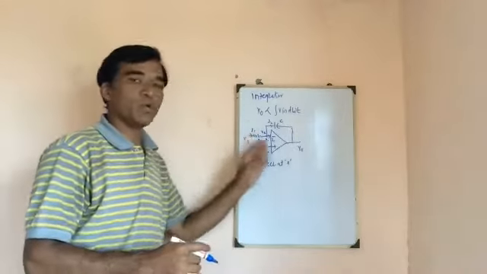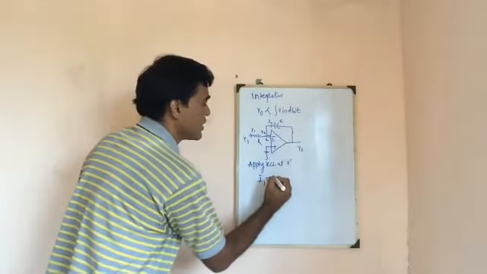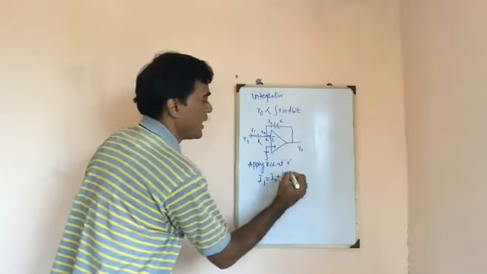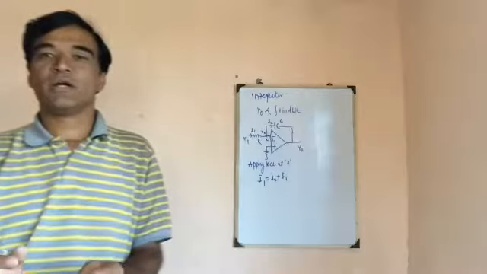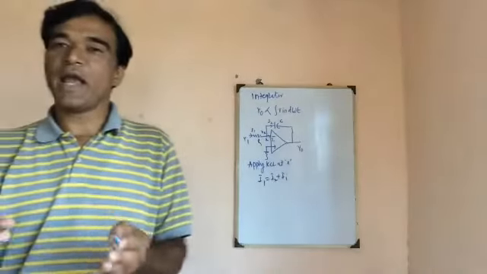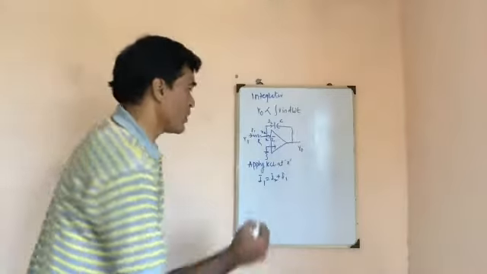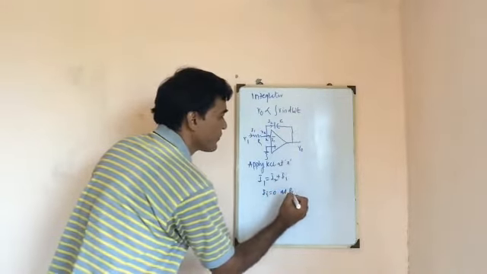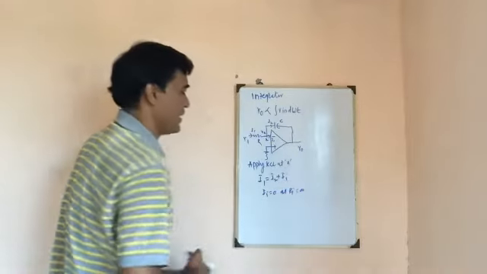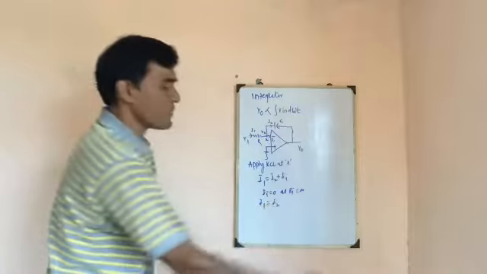So the incoming current to node X is I1. The outgoing current is I2 plus II. And we know that as the input impedance of the op-amp is very high, II, the current entering into the op-amp, must be 0. So here II is equal to 0 as Ri is equal to infinity. Therefore the equation becomes I1 is equal to I2.